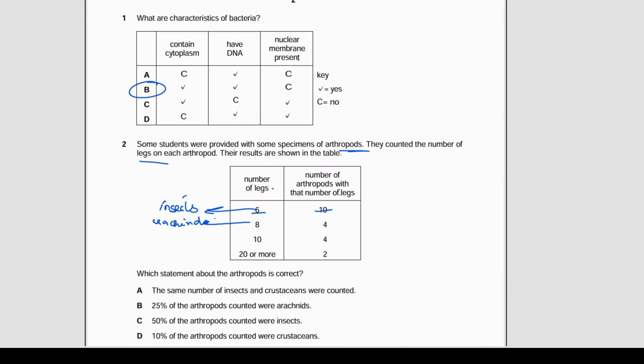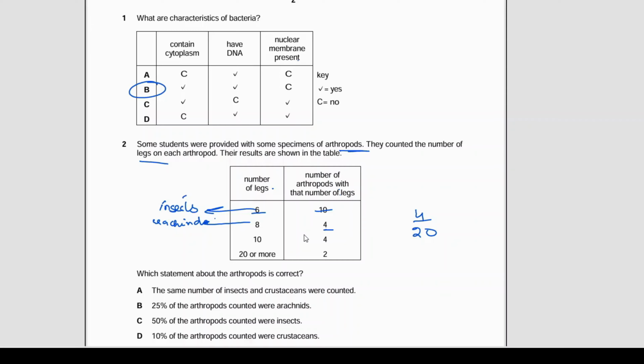Okay. The question is, which statement about the arthropods is correct? The same number of insects and crustaceans were counted. No. Okay, let's leave this statement for a while. 25% of the arthropods counted were arachnids. Let's say these are 4. So total are 20. 4 out of 20 is not 25%.